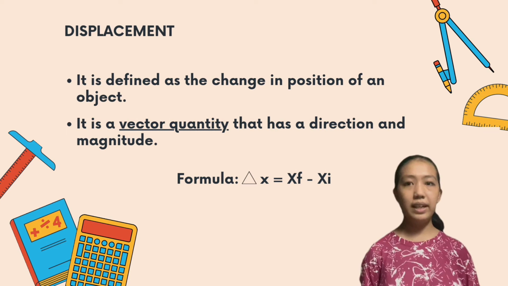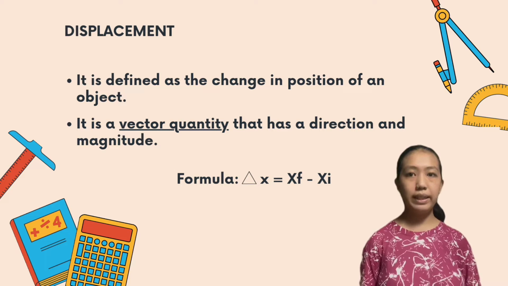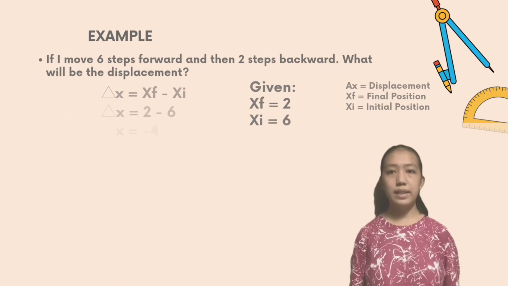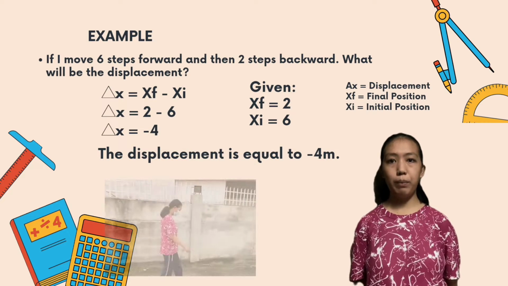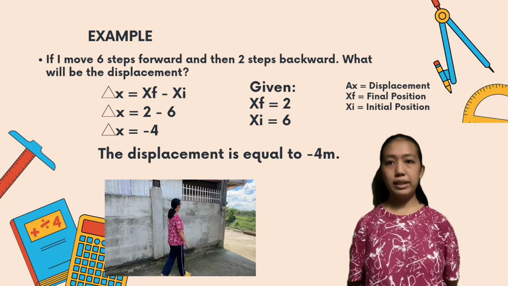Displacement is defined as the change in position of an object. It is a vector quantity that has a direction and magnitude. For example, if I move 6 steps forward and then 2 steps backward, what will be my displacement?